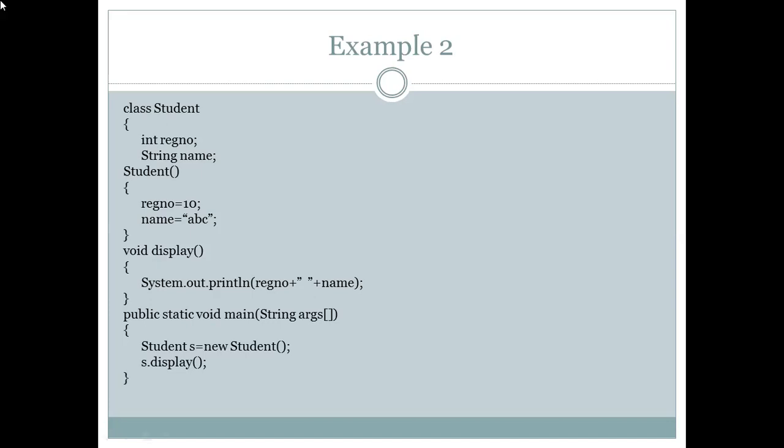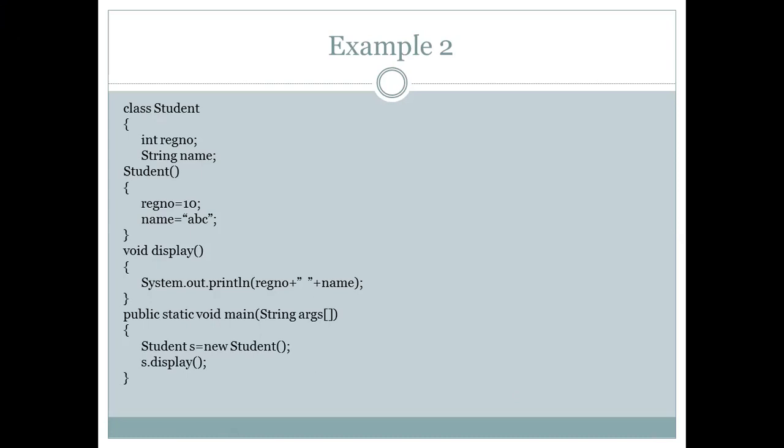Now listen, what is going to happen now? When is this constructor going to be called? At the point where S is created, that is when we say student S equal to new student, that is where the object S is created. So, whenever S is created in this program, automatically the constructor student will be called.